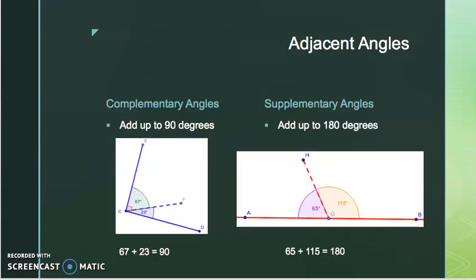Now, when we talk about adjacent angles, there are two terms that you will hear: complementary angles and supplementary angles. Complementary angles are angles that will add up to 90 degrees. So if you look at this picture here, 67 degrees plus 23 degrees will add up to 90 degrees, and you can see that is a right angle. Supplementary angles will add up to 180 degrees. So 65 degrees plus 115 degrees all together will be 180 degrees, which is a straight angle. Let's take a closer look at each type.